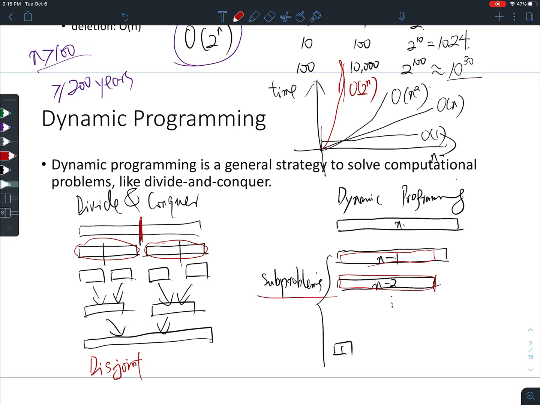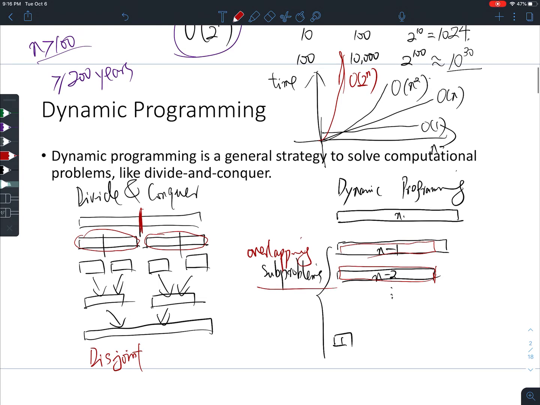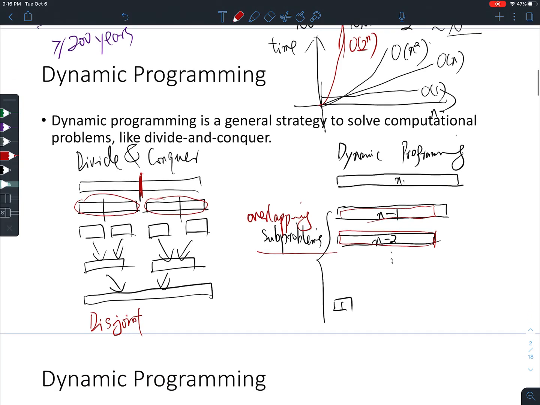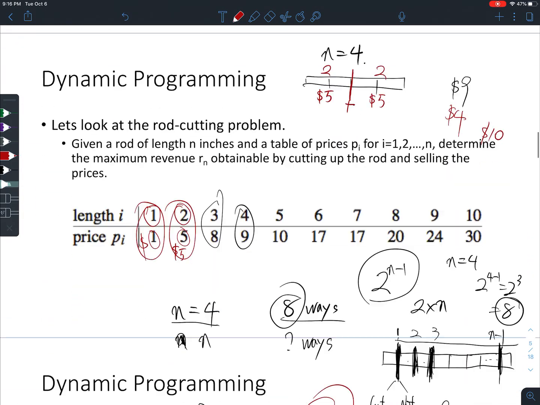So this is the difference between divide and conquer and dynamical programming. If we are using divide and conquer, we divide a big problem into disjoint sub-problems. But if we are using dynamical programming, we are dividing a very big and complicated problem into overlapping sub-problems. So this is the major difference between divide and conquer, and dynamical programming.